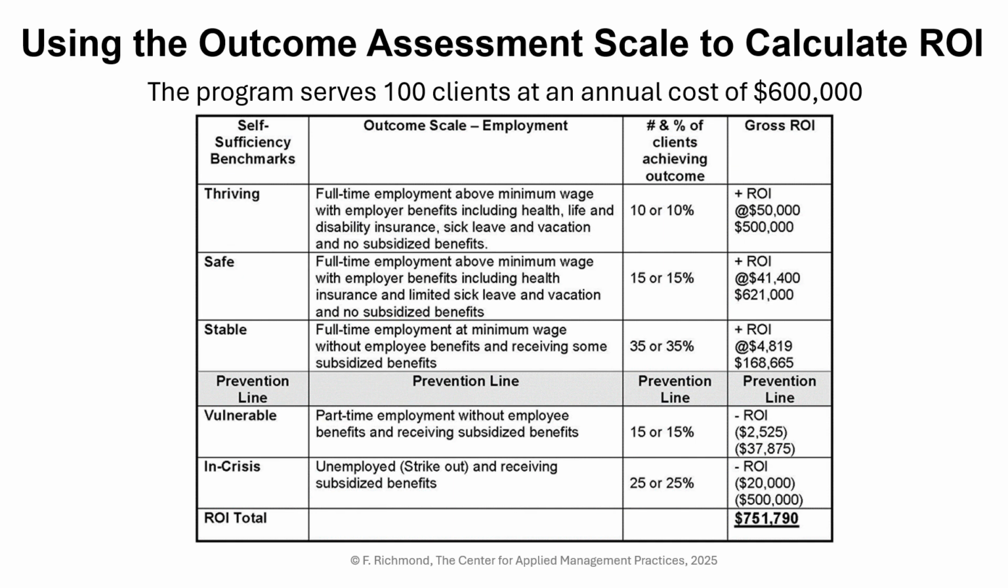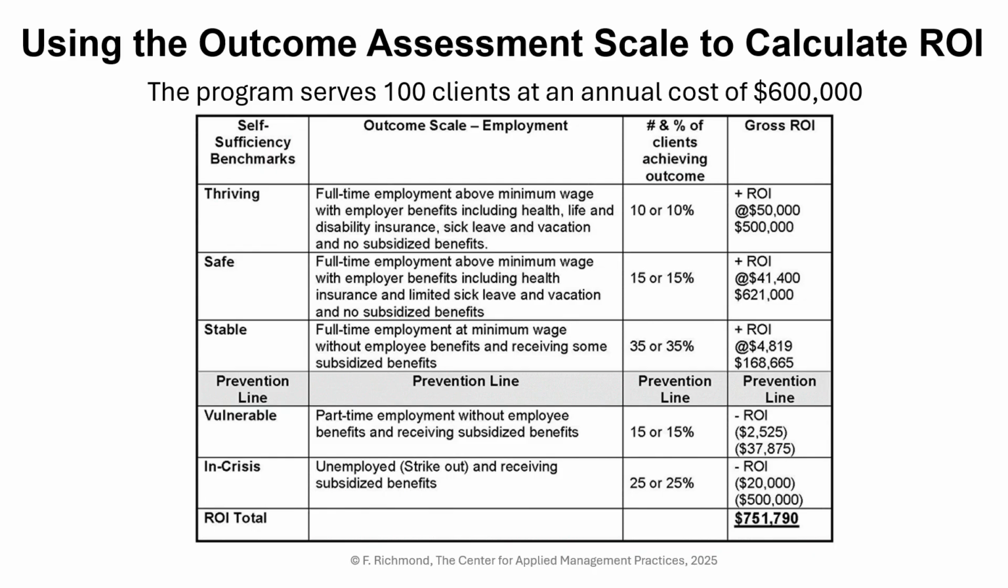This is the standard Roma scale. You may recognize it, all right? So if you look at thriving, full-time employment above minimum wage, employer-provided benefits, 10%, and in this case, we're saying that job is worth $50,000. Safe, full-time employment above minimum wage, but limited sick leave, vacation, no subsidized benefits, and we're saying that's worth $41,000. And then stable, full-time minimum wage, no benefits, and if you see the numbers, 10, 15, 35, and above that we call the prevention line. That's your positive return on investment. So we had 500,000, 621,000, 168,000.